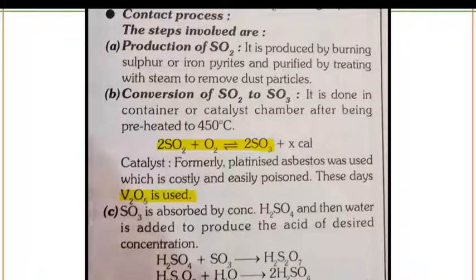Now the contact process. The contact process is used for the production of SO3. The steps involved are production of SO2 and conversion of SO2 to SO3. Production of SO2: it is produced by burning sulfur or iron pyrite and purified by treating with steam to remove dust particles. As you have seen in the earlier slides, SO2 can be produced by the sulfur with the action of air.